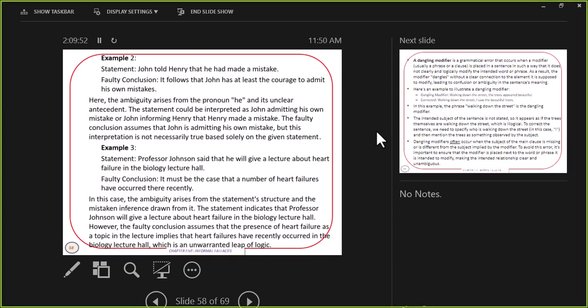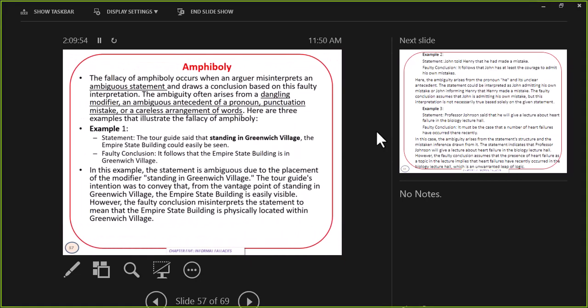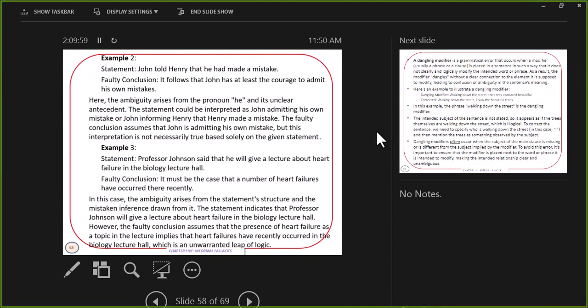Either because of a dangling modifier or what? Because of an ambiguous antecedent of a pronoun. John told Henry that he had made a mistake. Therefore, it follows that John has at least the courage to admit his own mistake. Can we certainly tell that John has at least the courage to admit his own mistake just by looking at the first example? John told Henry that he had made a mistake. Who made a mistake? John or Henry? We cannot certainly tell.